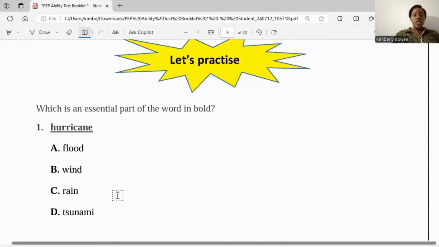Now, if you look at the definition of a hurricane, it means a large gust of wind. So while some of us are really led to believe that it can be rain, the correct answer is in fact wind. A hurricane can also exist without a flood, and there doesn't have to be a tsunami when there's a hurricane. So therefore, the correct answer is wind.